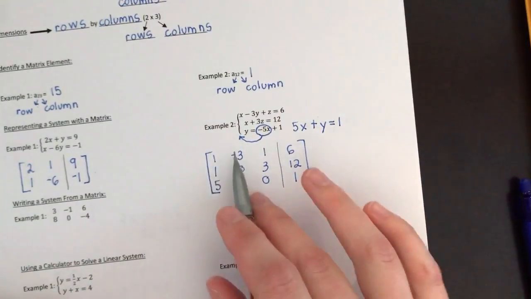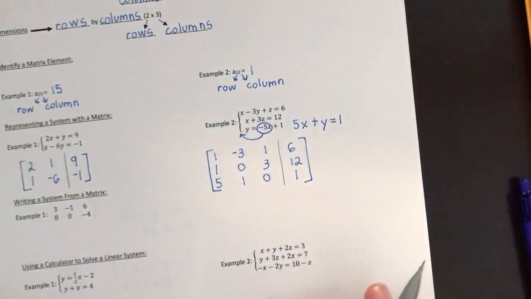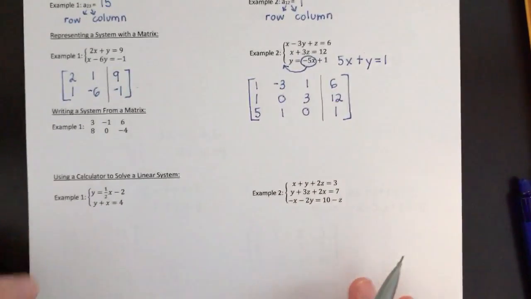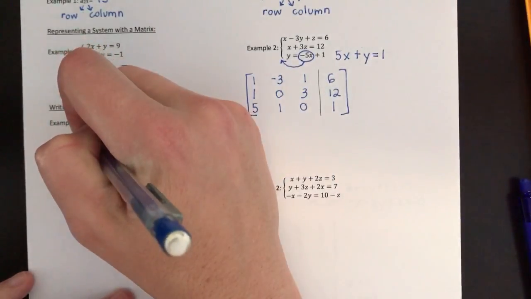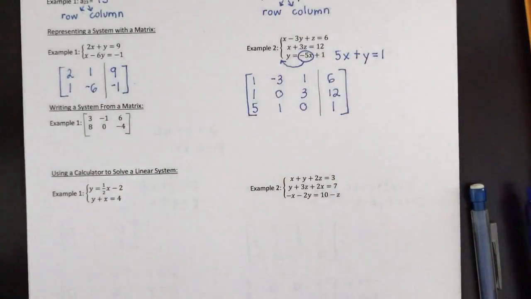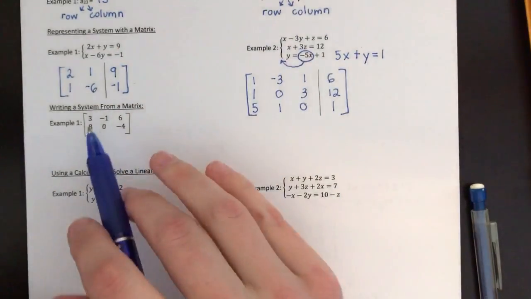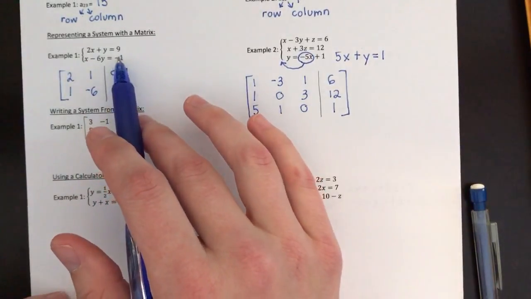So that's your x's, that's your y's, that's your z's, and that's what your constants equal. On your notes in the writing a system from a matrix portion, there should be a bracket around this. I'm sorry I couldn't get the computer program to do it, so go ahead and write it for me. Okay, so going backwards, taking this matrix and writing a system.